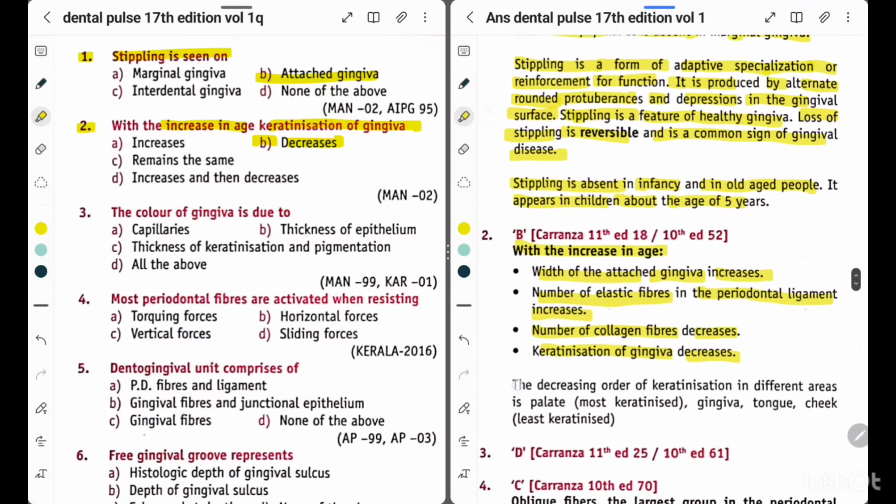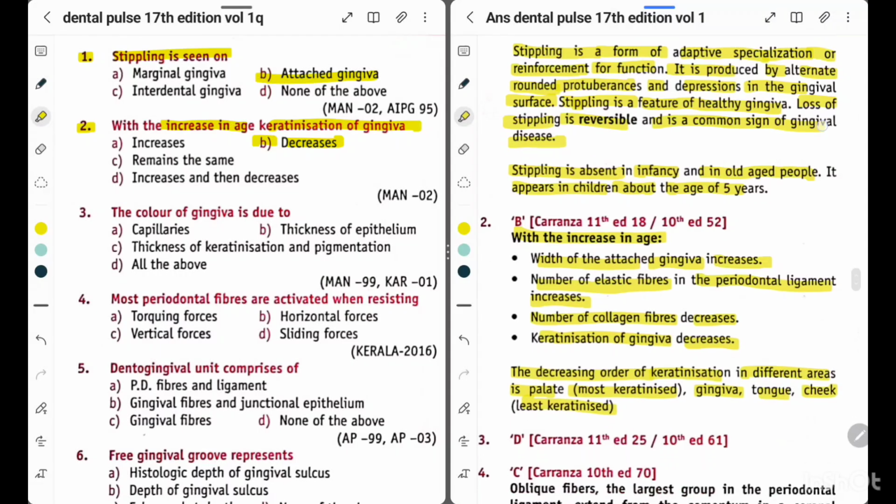Okay, the decreasing order of keratinization in different areas is palate, which is most keratinized, then gingiva, then tongue, then cheek, which is least keratinized.